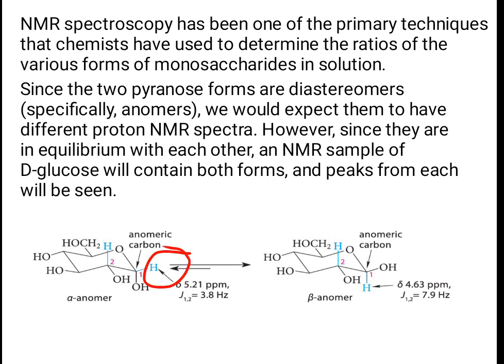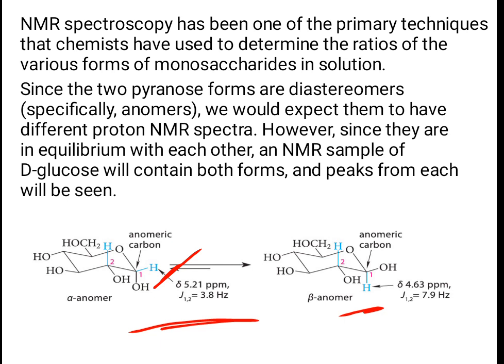This alpha anomer's hydrogen is giving peak at delta equal to 5.21 ppm. So all this is NMR data. I will discuss it later if I make any video on NMR, but now I am just telling it in brief. This proton will give the delta value 5.21 and this proton will be at the delta value 4.63.